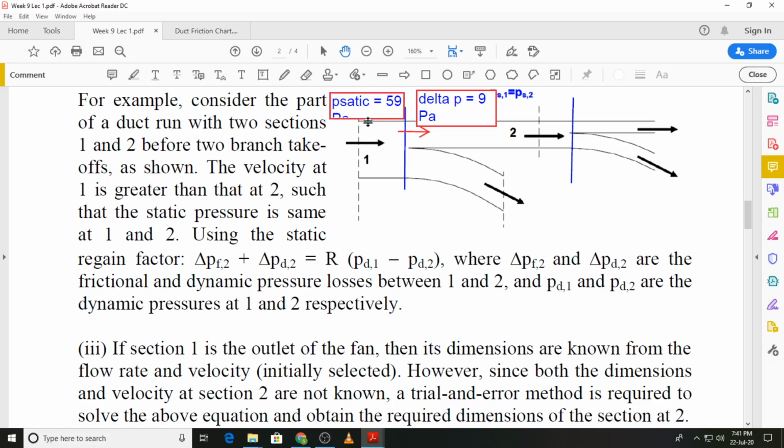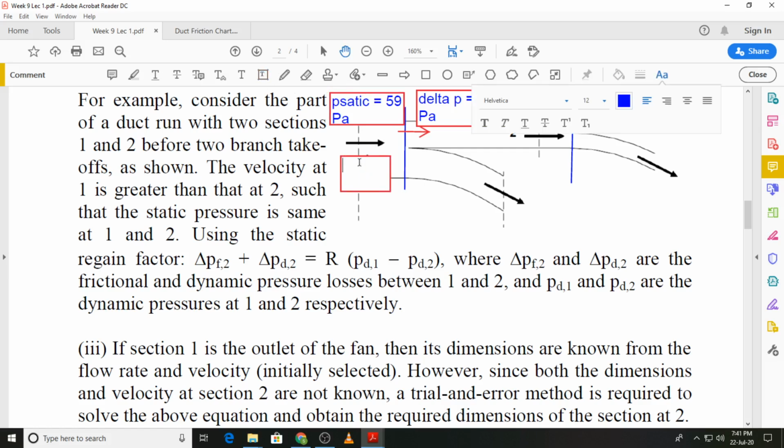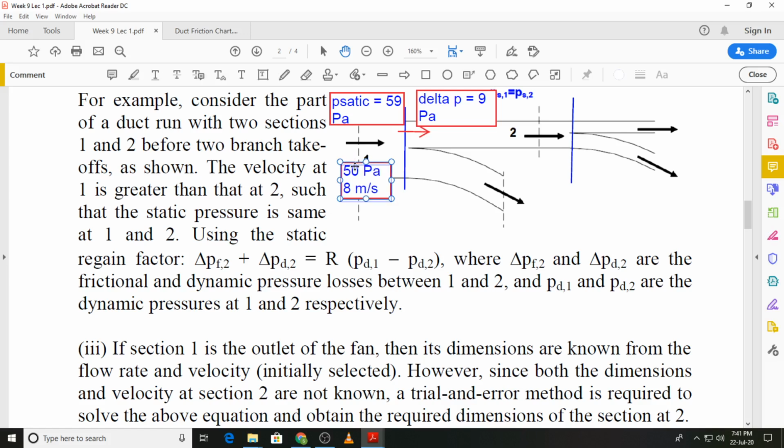So there is an increase in the static pressure due to the reduction in the velocity. And then at this point, we had a static pressure of 50 pascals, and the velocity was 8 meters per second. So that was the condition just before the branch takeoff at section 1.